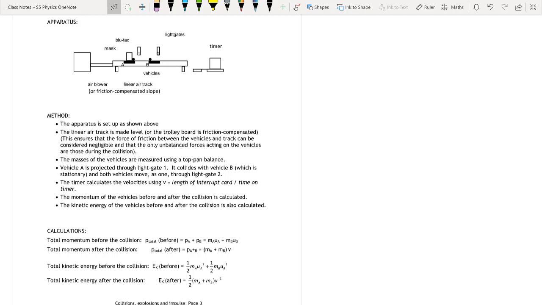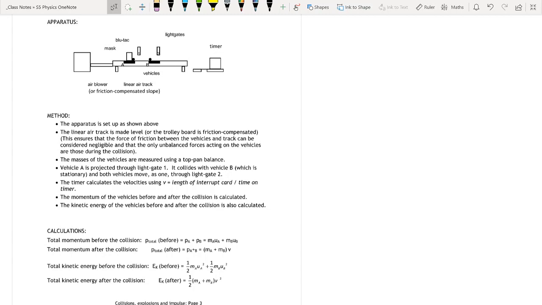Vehicle A is projected through light gate 1. It collides with vehicle B, which is originally stationary, and both vehicles move as one through light gate 2. So basically they stick together and they carry on moving. The timer calculates the velocities using the normal formula: velocity is the length of the interrupt card divided by the time on the timer. And the momentum of the vehicles before and after the collision are calculated. And the kinetic energy of the vehicles before and after the collision are also calculated.